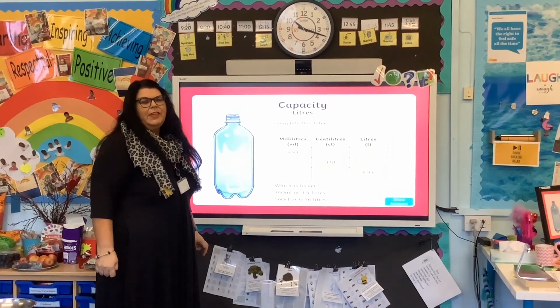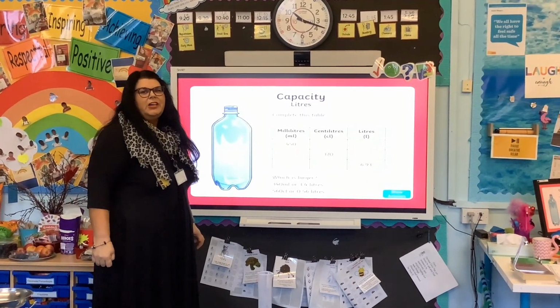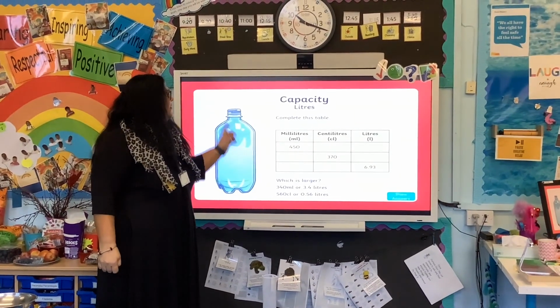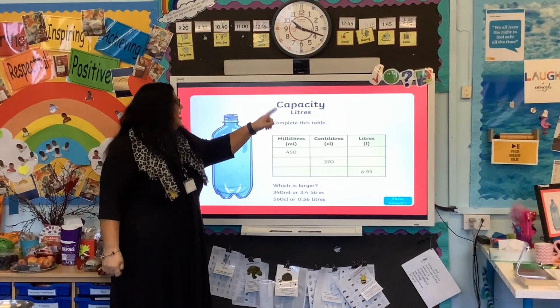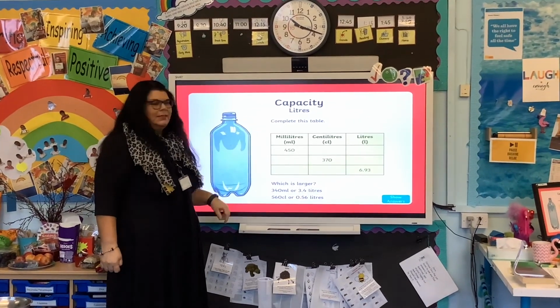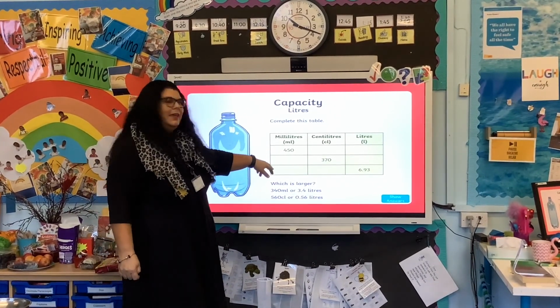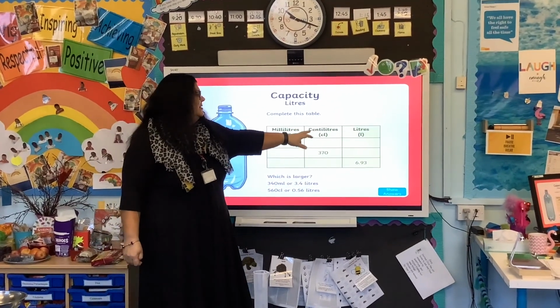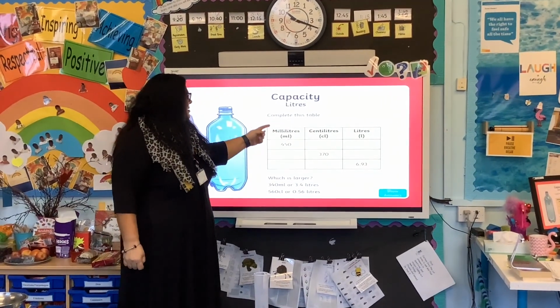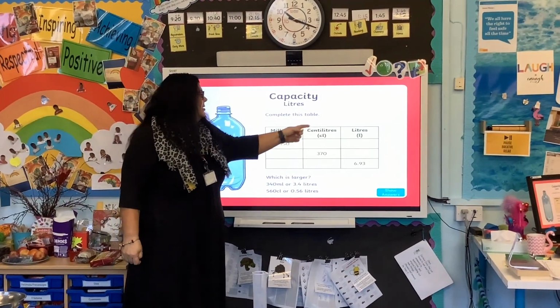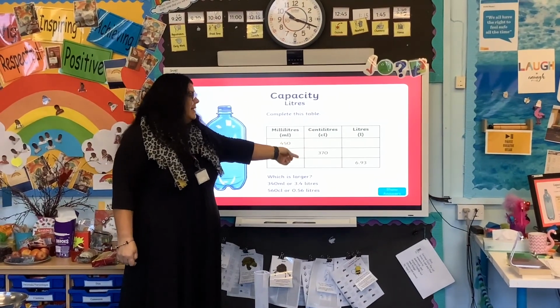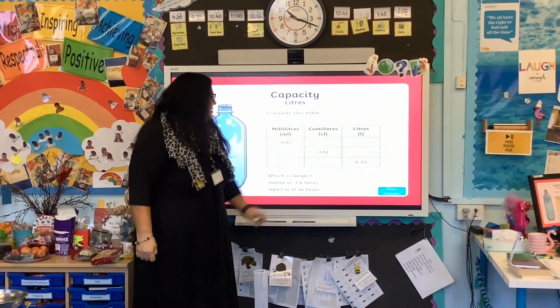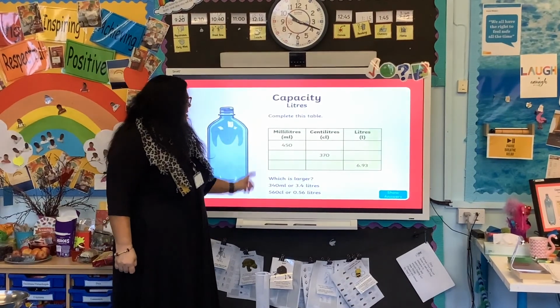Right, so let's have a think. So today's lesson is about converting measures. So thinking first about capacity, which we measure in litres. So remember, milli is 1,000, centi is 100. So there's 1,000 millilitres in a litre and 100 centilitres in a litre. So let's have a look at the answer.